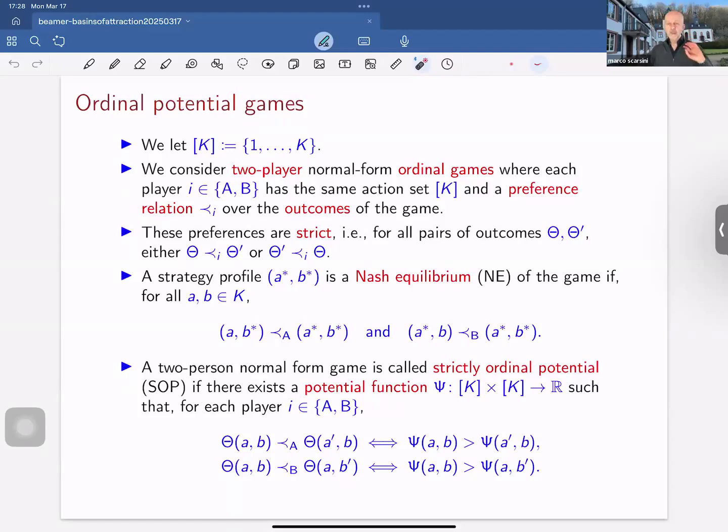Okay. Among this class of games, I will look at the subclass of strictly ordinal potential games. Namely, games for which there is a potential function C that represents the preferences of player A and the preferences of player B. Notice that the potential goes the other way around, namely the outcome that is preferred by a player has a smaller potential. Why do we do this? Because we will do asymptotics in K. So it's nice to have the best outcome be the one with potential 1, the smallest potential, rather than having to adapt every time I move K. Okay? So this is the setting.